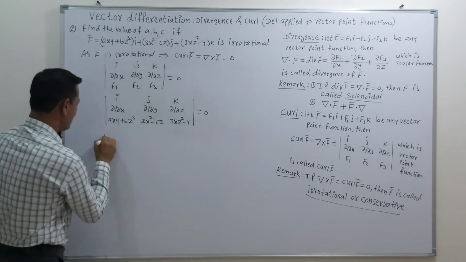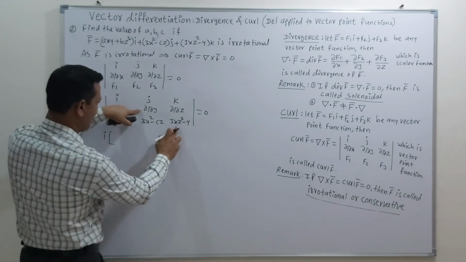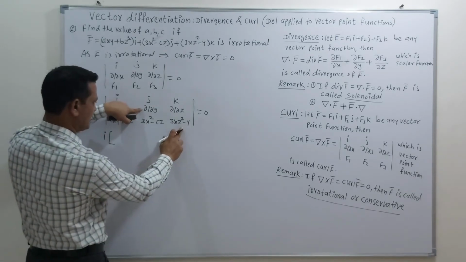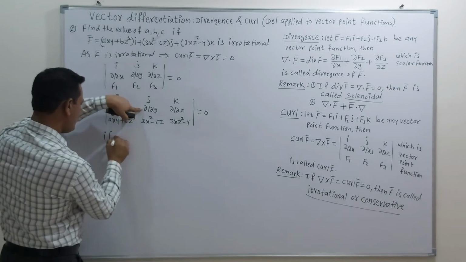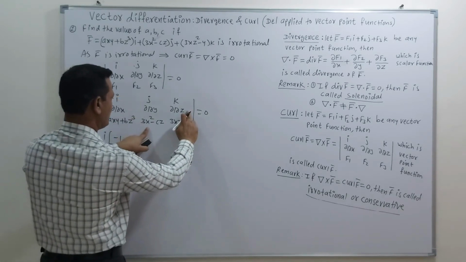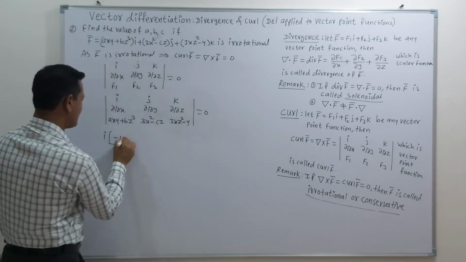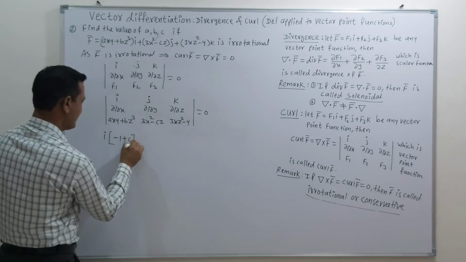So if we try to solve this determinant, we get i times: if we take the partial derivative of this function with respect to y, we get −1. Similarly, take the partial derivative of this term with respect to z. This derivative is −c. So −1 has become + c.